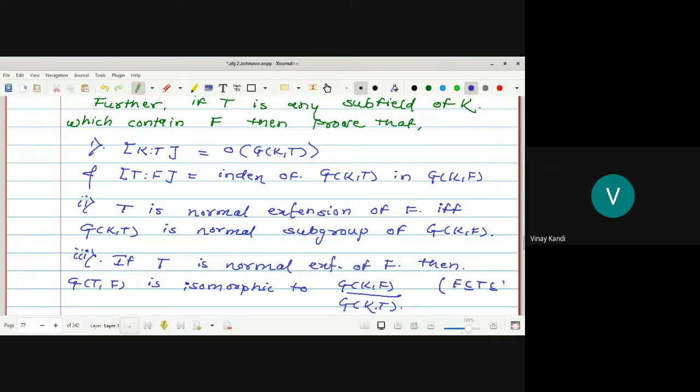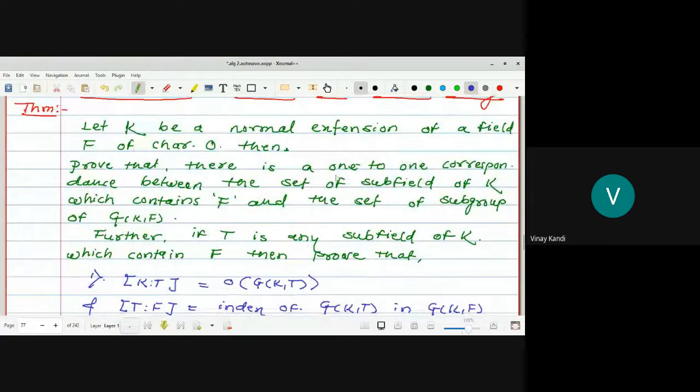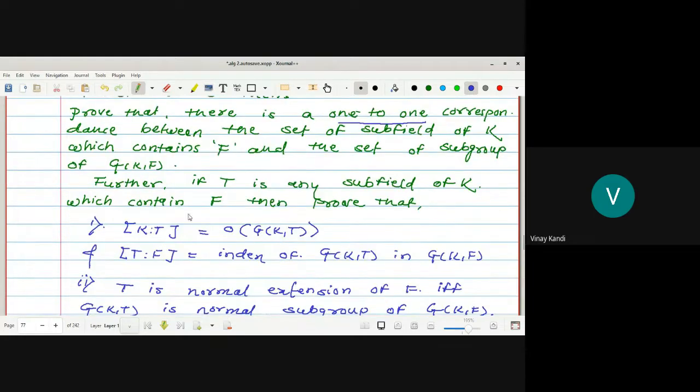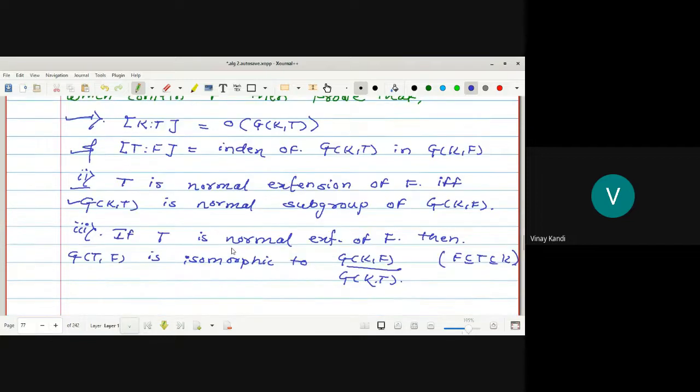How much proof do we have to do? Look. Prove that there is a one-to-one correspondence. This is the first one. Then further prove this, second thing, this is third, this is fourth, and 5, if and only if, okay, 5. And this one is 6. It's 6 steps ahead.